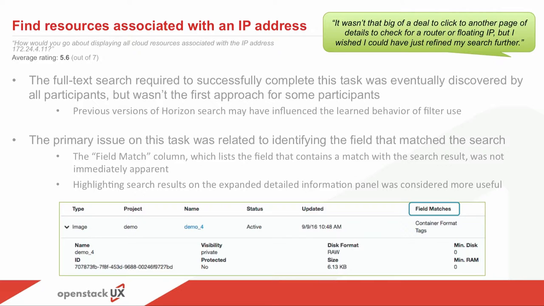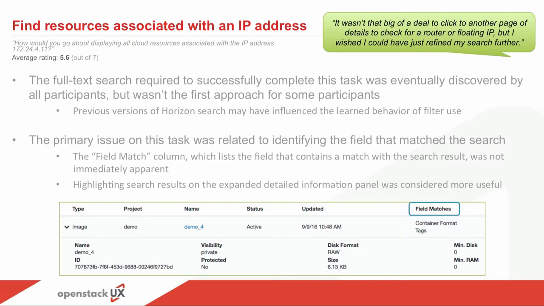Some people did start with the filters initially, which may have been based on their learned behavior of always using a filter in Horizon. But once they looked at the results, they quickly learned to try the full text search. And one of the biggest barriers to completing this task quickly was the ability to find the field that matched the search that the participants did.